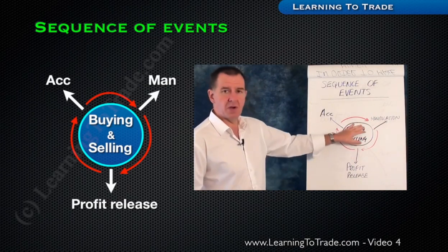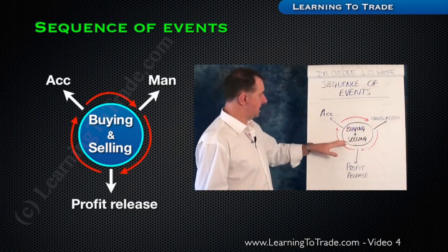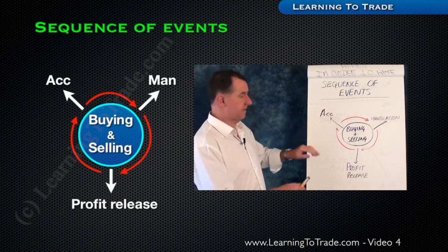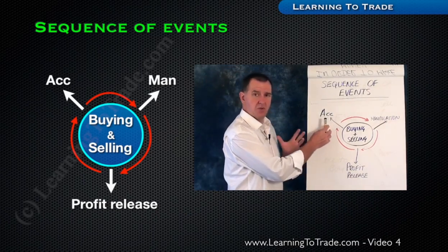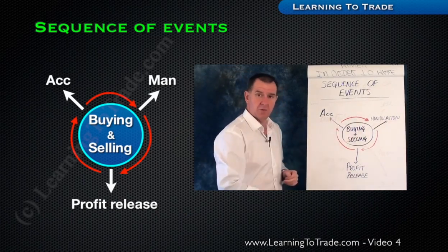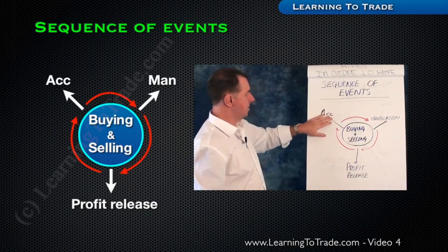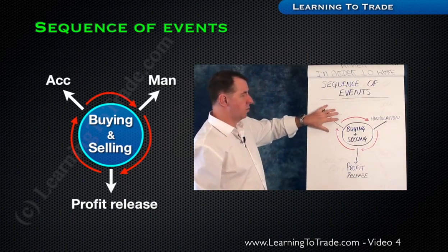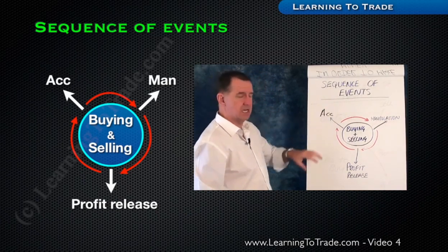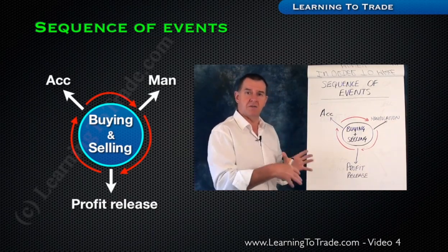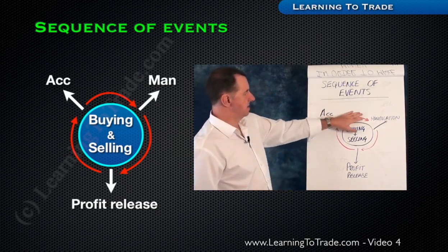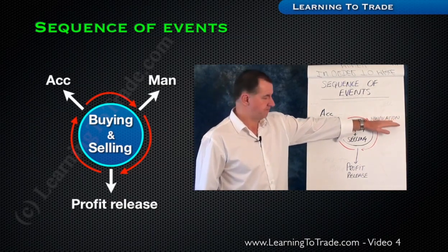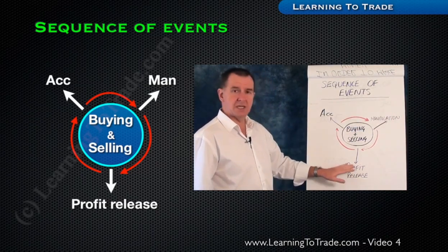Now, in the acts of buying and selling, we actually have what is called an accumulation phase. You can see I've got ACC up here. I've just shortened that to save me writing out accumulation right across the board. So this accumulation phase is the first phase of the cycle of events. The second phase is manipulation. And the third phase is the profit release.